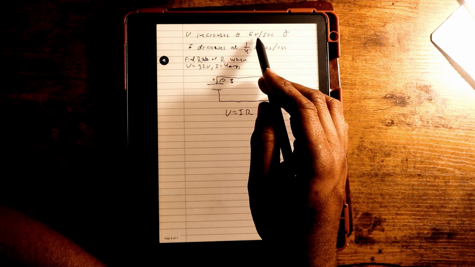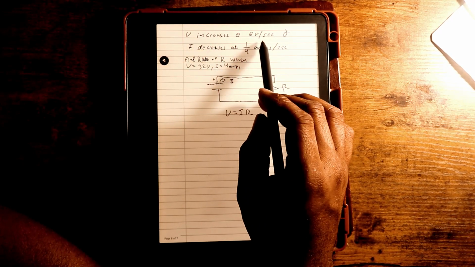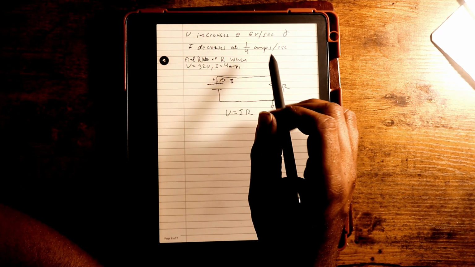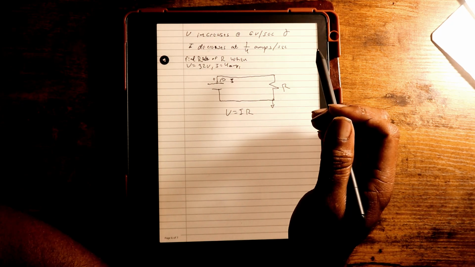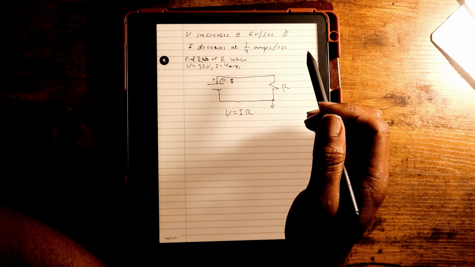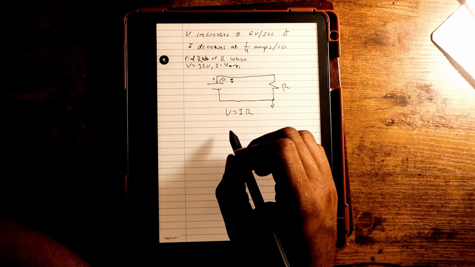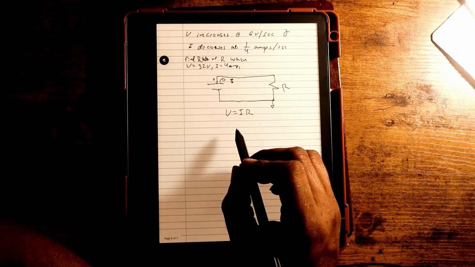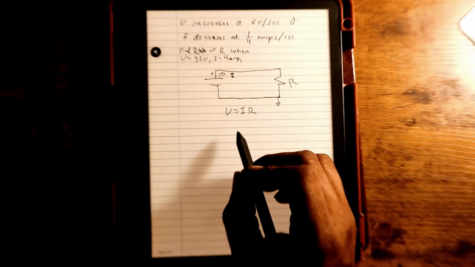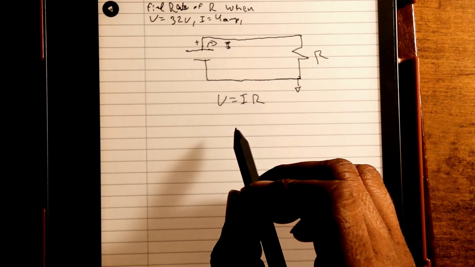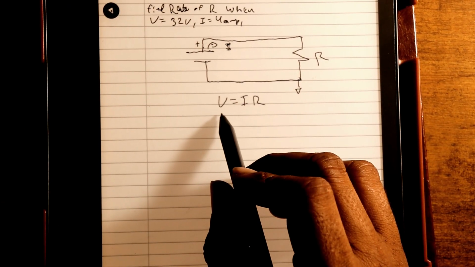We have to see what is V. It says V increases at 6 volts a second. What does that tell us? Does that tell us anything about our equation? Well, it does, but let me go further a little bit to show you what we're talking about and what the difference is here. Okay, so when I talk about this being algebra, this is algebra.